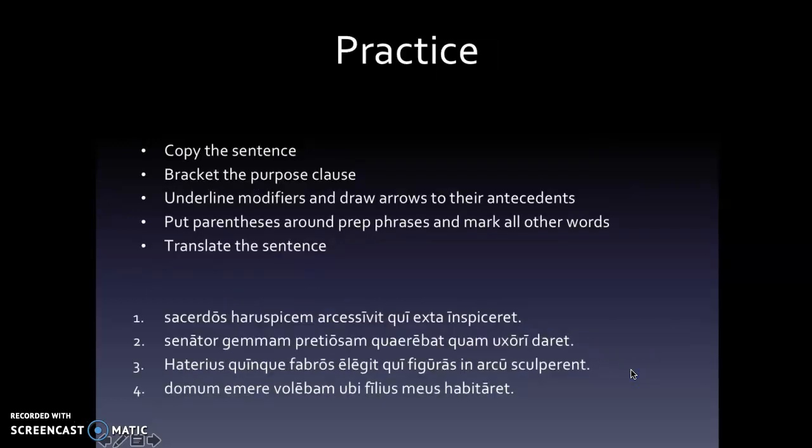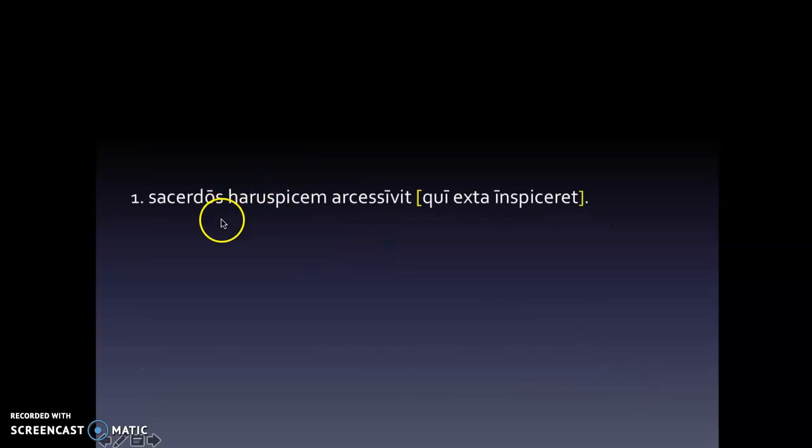All right, go ahead and copy down these 4 practice sentences. Bracket the purpose clauses, underline any modifiers and draw arrows, label as much else as you can, and then translate the sentence. All right, sentence number 1. We've got a qui here along with a subjunctive. So this is a purpose clause. Qui here is referring back to the haruspicem, or the soothsayer. We've got a nominative subject. We've got an accusative direct object. We've got our main verb. Qui, nominative, so this is the subject of our ut clause. Exta, this is a neuter plural, so it's our direct object. And then we've got our verb.